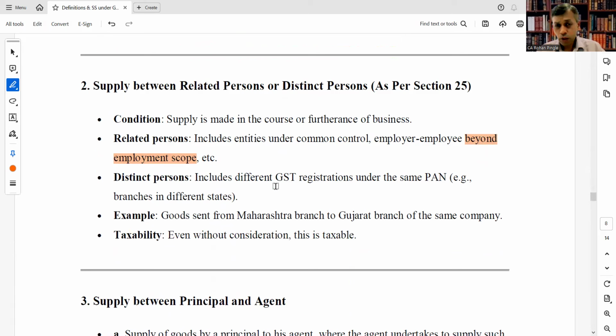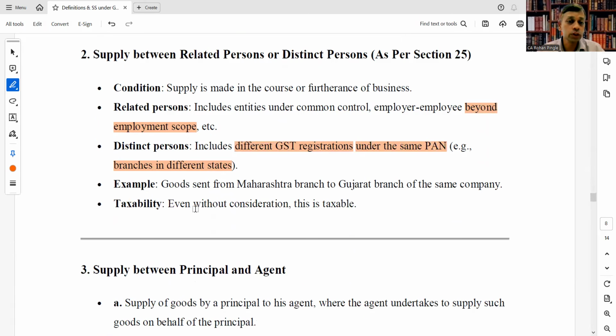Distinct persons, who are they? It includes different GST registrations under the same PAN. Example, branches in different states. It means we have a Mumbai registration with a PAN, and we have a branch in Delhi under the same PAN, then it will be called distinct persons.